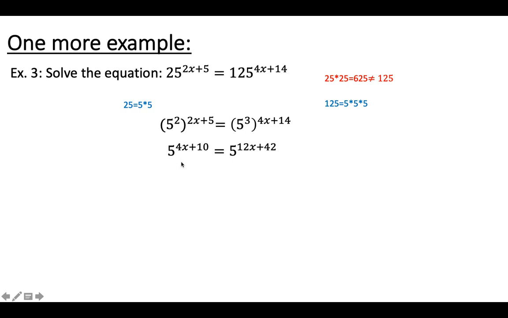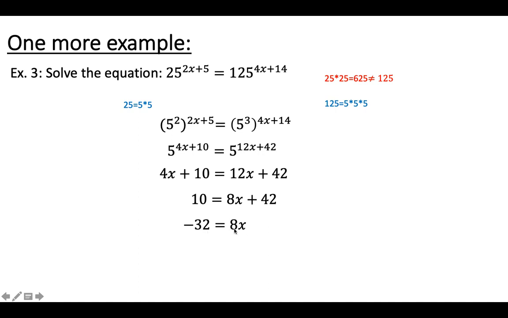All right, so now we can just get rid of the bases and just put 4x plus 10, the exponent on the left side, equals 12x plus 42. That's the exponent on the right side. And we can just finish this problem just like the first two. Okay, we're going to pick on the little guy, 4x, take away 4x from both sides. So 12 minus 4x is 8x. And then we're trying to get x by itself. So we have to subtract 42 away. So 10 minus 42 is negative 32.